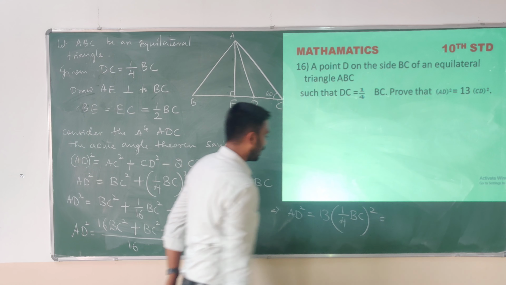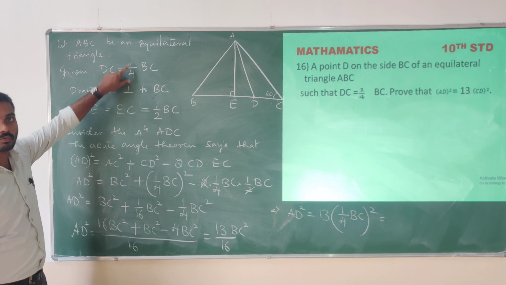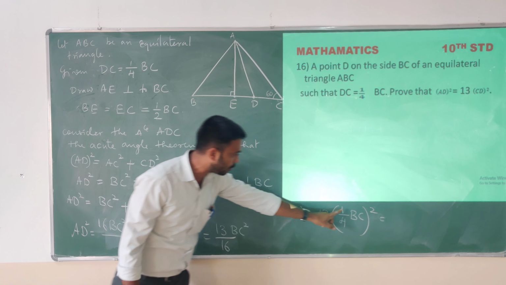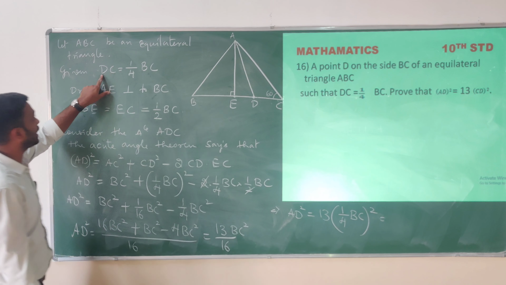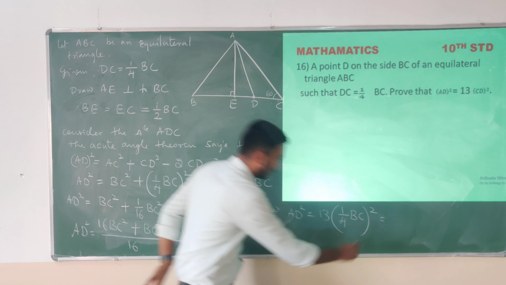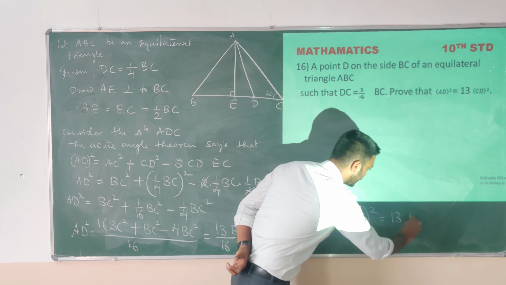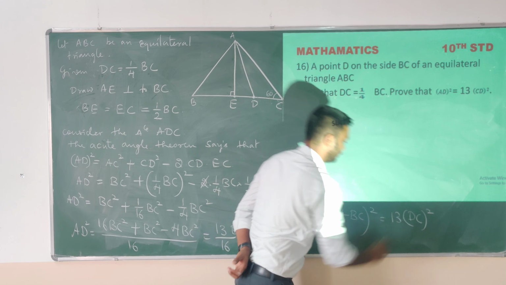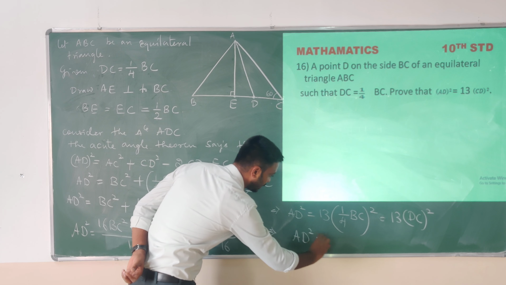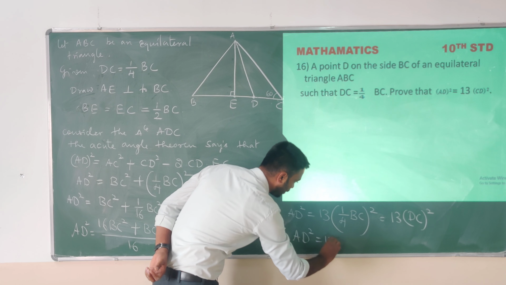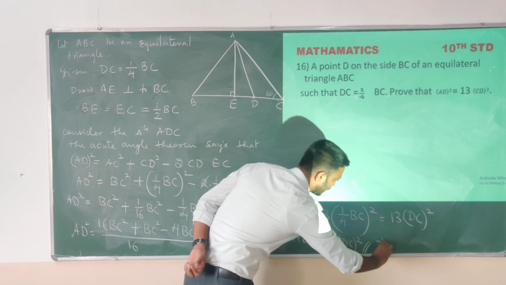Now by the given condition, we know that DC is equal to 1 by 4 of BC. So here we have 1 by 4 of BC. 1 by 4 into BC is replaced by DC. Clearly, 13 times of 1 by 4 into BC the whole square can be written as DC whole square. So now at last we have AD square is equal to 13 times of DC the square. And hence the result.